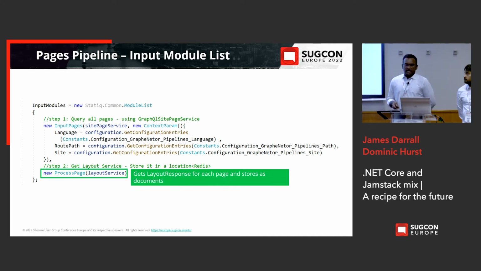The primary functionality of process pages is to receive the layout response of each page from the Experience Edge endpoint. You'll be seeing in detail about process pages in a later slide.